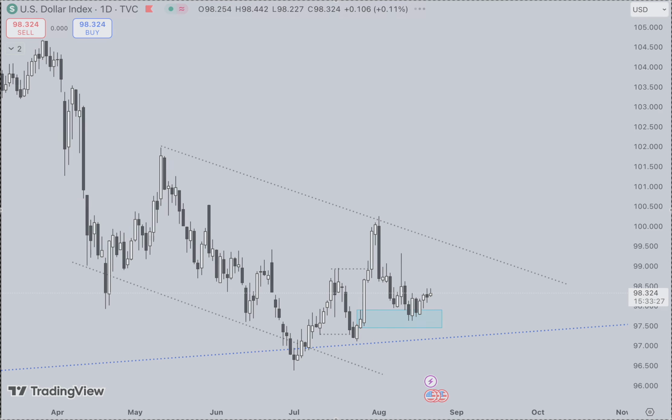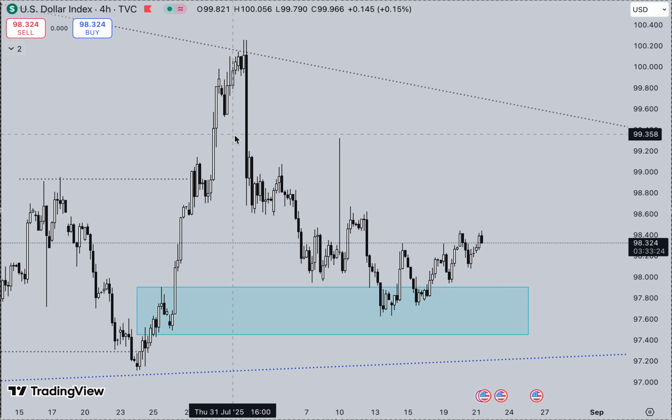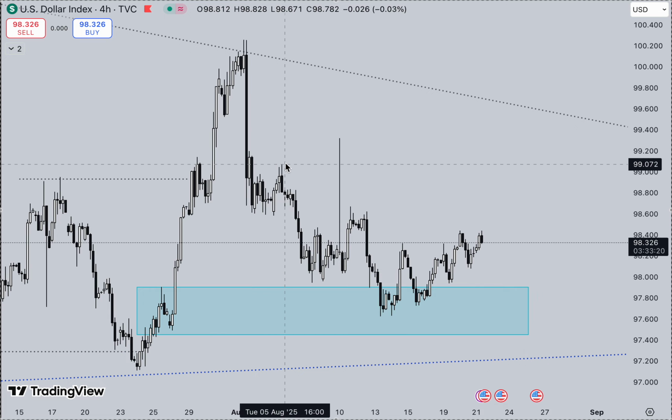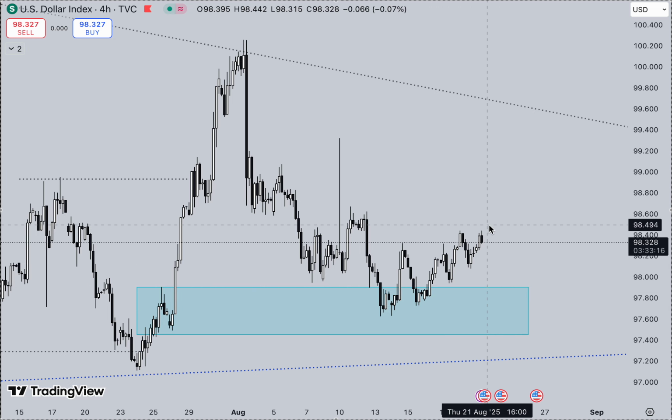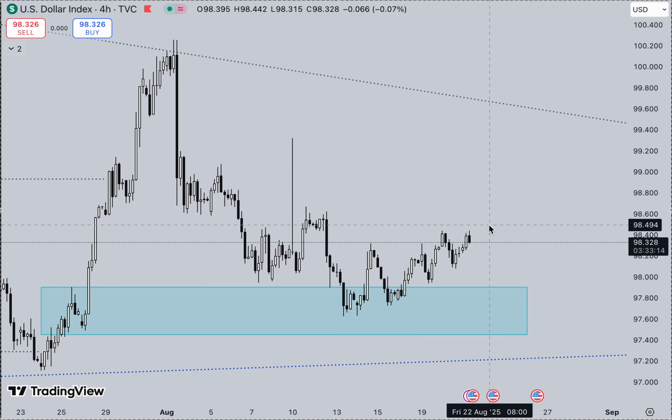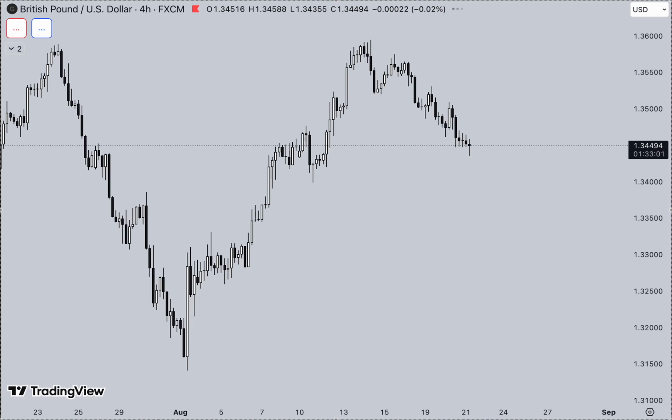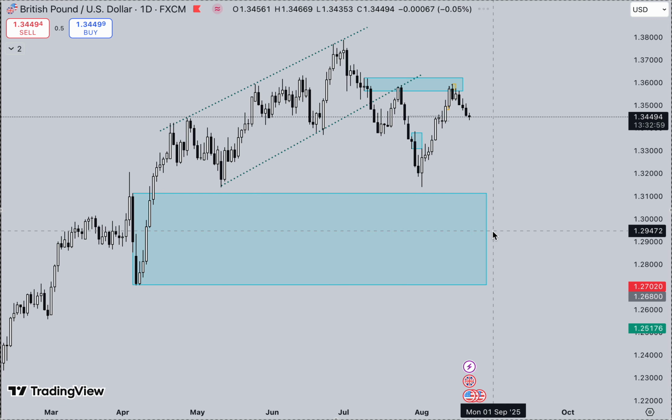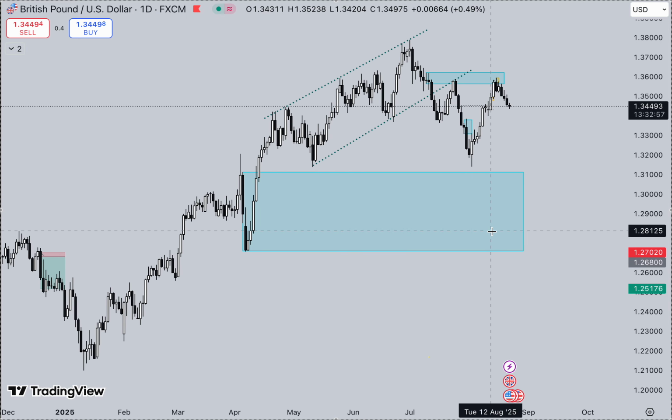If we go to the 4 hour, you can see we still have this squeezing market structure, just squeezing into the lows. Let's see if it breaks this high. Then we can start to look for further longs on the dollar, which would mean shorts on EUR/USD and other dollar pairs.